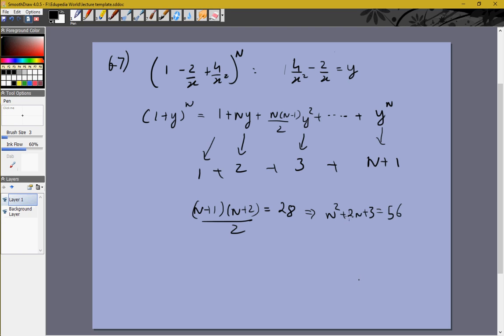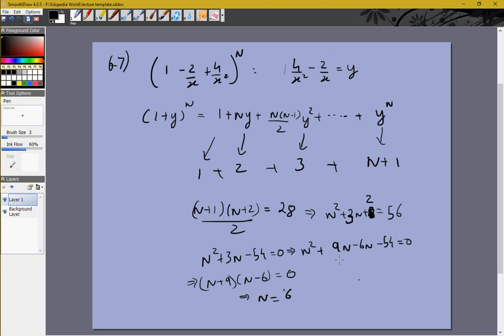Sorry, n squared plus 3n plus 2, my mistake. n squared plus 3n plus 2 is 56, which gives us n squared plus 3n minus 54 is equal to 0. Now this is 9 and 6, so n squared plus 9n minus 6n minus 54 is equal to 0. (n plus 9)(n minus 6) is equal to 0. n is minus 9, which is not possible, and n is equal to 6.